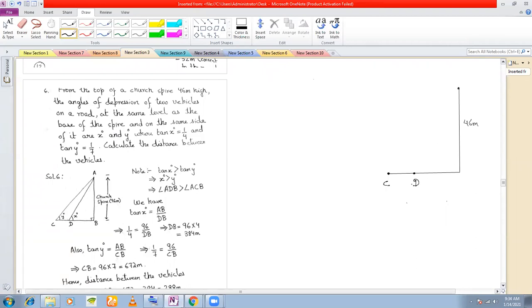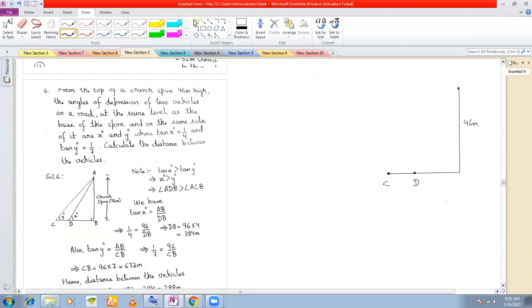And on the same side of it. Same side means one vehicle is not here and the other there. This is one side, this is the other side. It is not mentioned that one vehicle is on one side and the other on the other; that would have been the opposite side of the church spire. Otherwise, they have said that it is on the same side. That means it is on this side only or this side only. So both the vehicles C and D are on the same side. They are not on opposite sides of the church spire. So that is why we have assumed C and D to be on this side. Or you can also assume C and D on this side, but whatever side you assume, it has to be the same side because they are on the same side of the church spire.